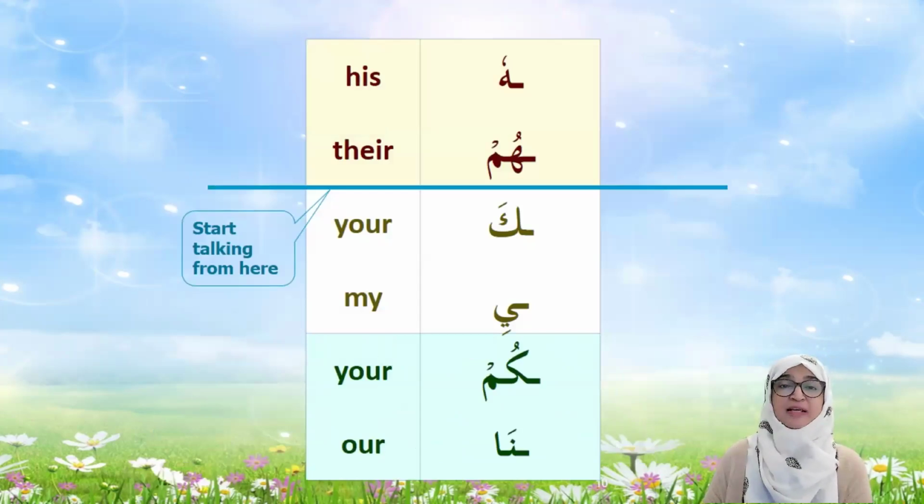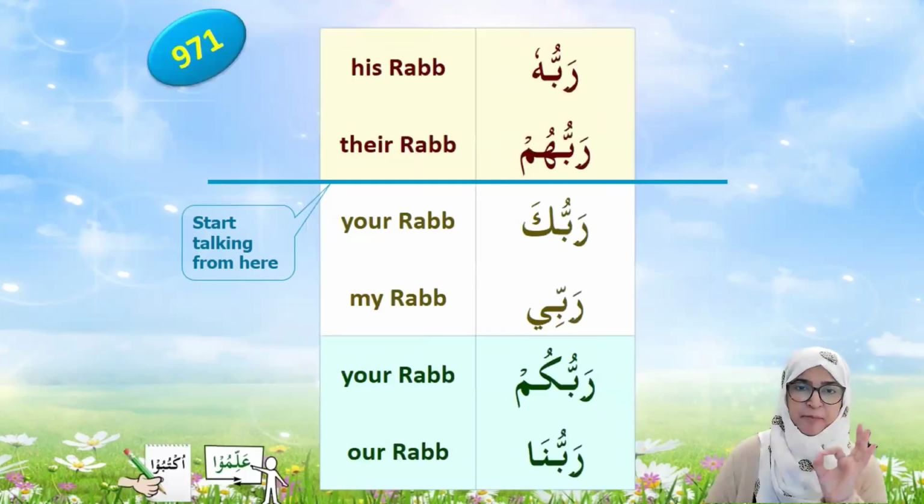All right. Then in the next class, we also learned attached pronouns: hu, hum, ka, i, kum, na. What is an attached pronoun? You just add this at the end of a word. So when you add hu, it means his, hum means their, ka, your, i, my, kum, your, and na, our.